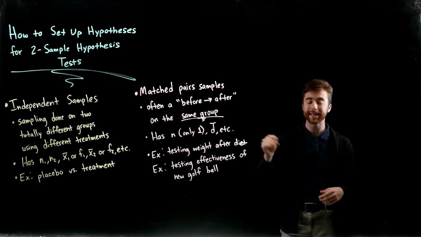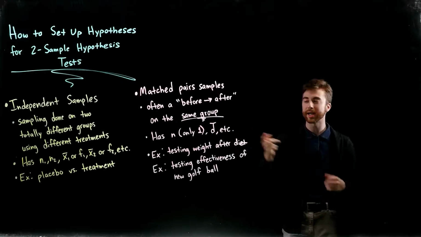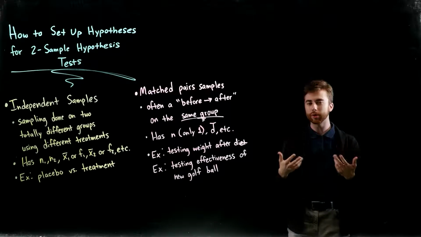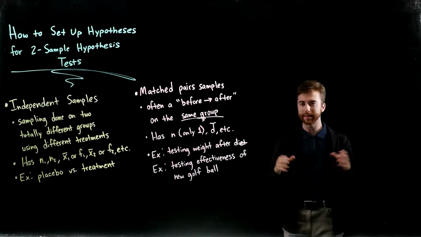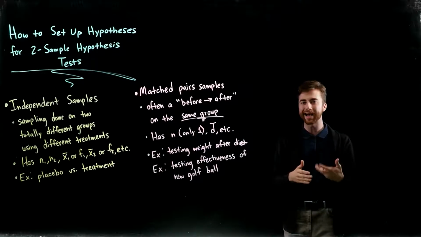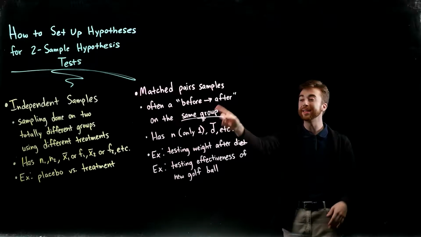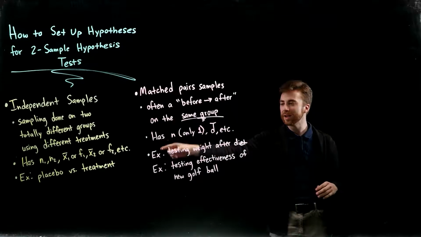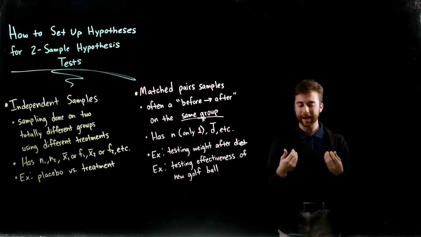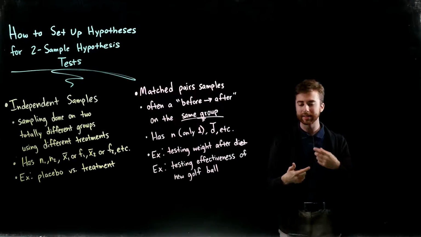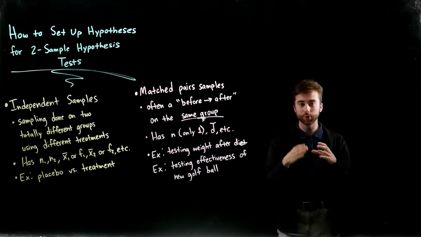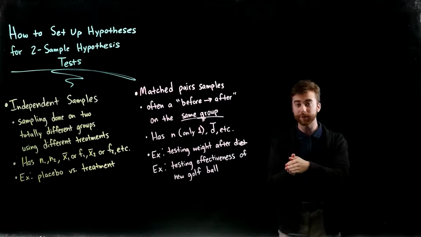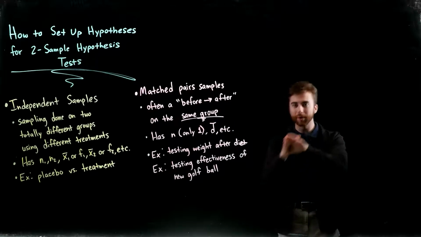To distinguish against that, when we're dealing with matched paired samples, it's often, though not always, a before and after, and that's usually the way I like to think about it to keep things straight. They often fall into a before or after mentality on the same group. So for these, we're not going to have an N1 and an N2. What's happening is that we've already conducted testing on an individual group that we introduced this treatment to, and we're going to see the average difference between what happened before and after.